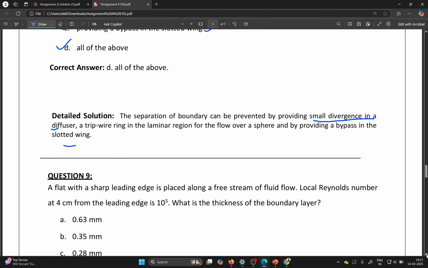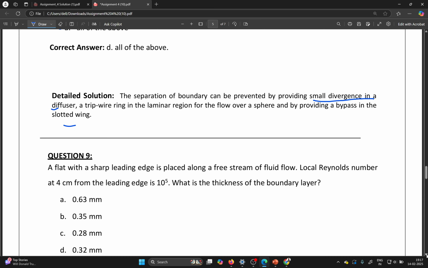Question number 9 is, a flat plate with a sharp leading edge is placed along a free stream. Actually, here we are talking about a flat plate. A flat plate with a sharp leading edge is placed along a free stream of fluid flow. Local Reynolds number at 4 cm from the leading edge is 10 raised to 5. What is the thickness of the boundary layer?